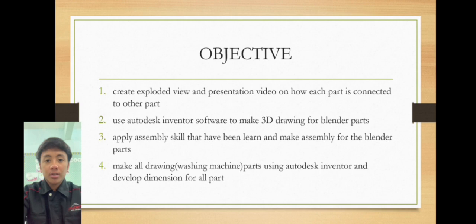So I will continue with our presentation objectives. First, we want to create an explore view and presentation video on how each part is connected to other parts. Second, we want to use Autodesk Inventor software to make ready drawings for the Blender part. And third, we want to apply the assembly skills that we have learned and make an assembly for the Blender part. And last, we want to make all the drawings of the washing machine parts using Autodesk Inventor and develop dimensions for all parts.